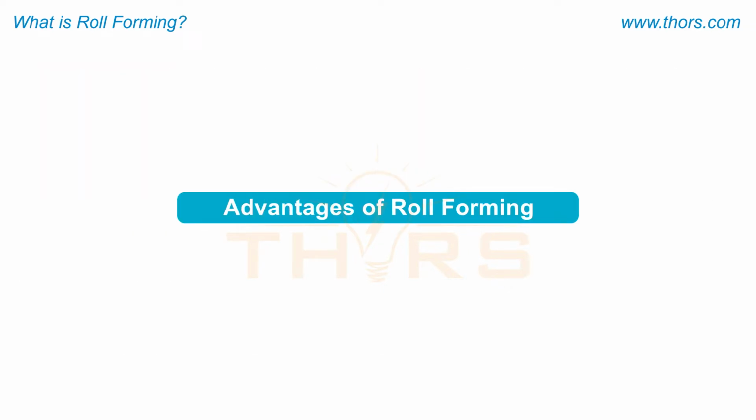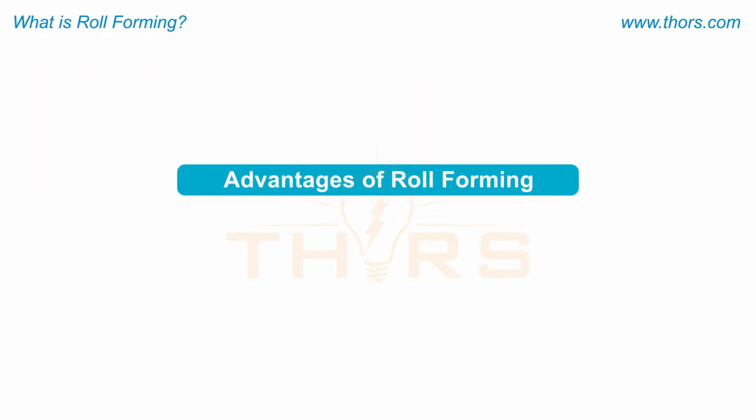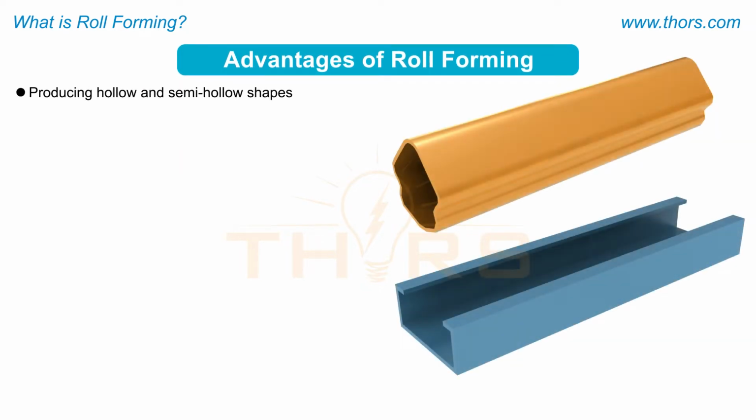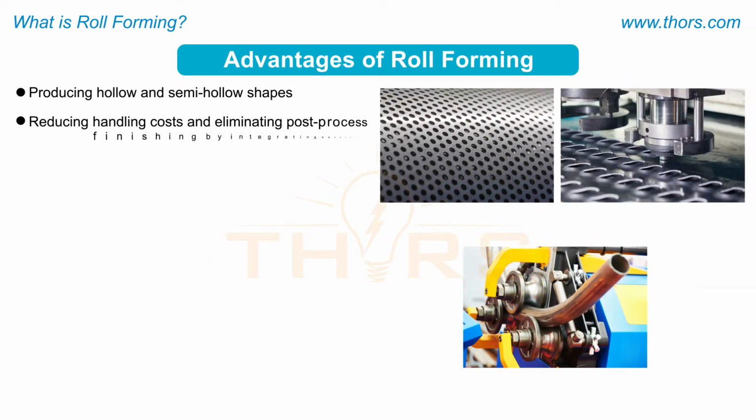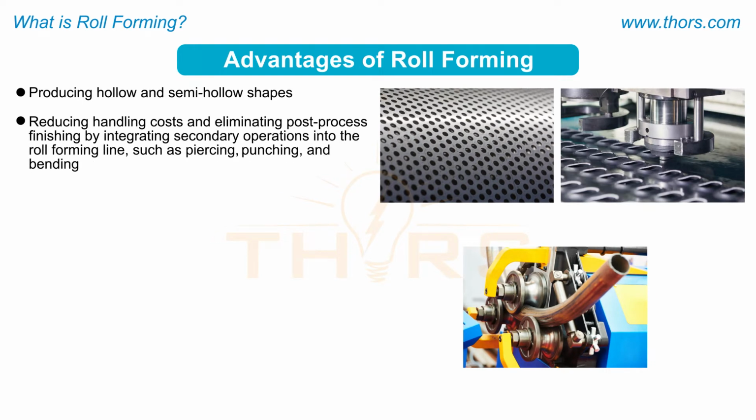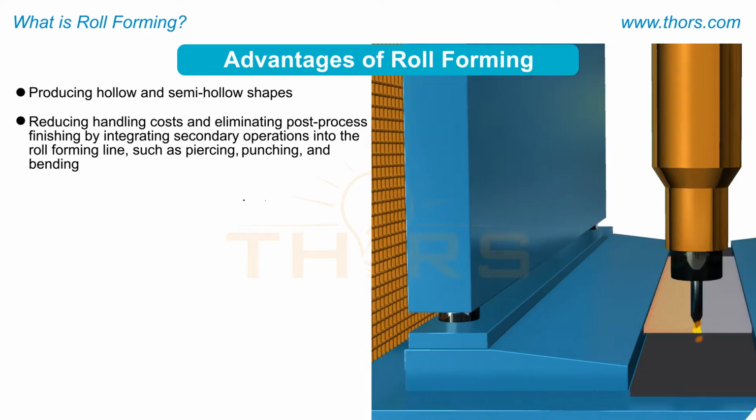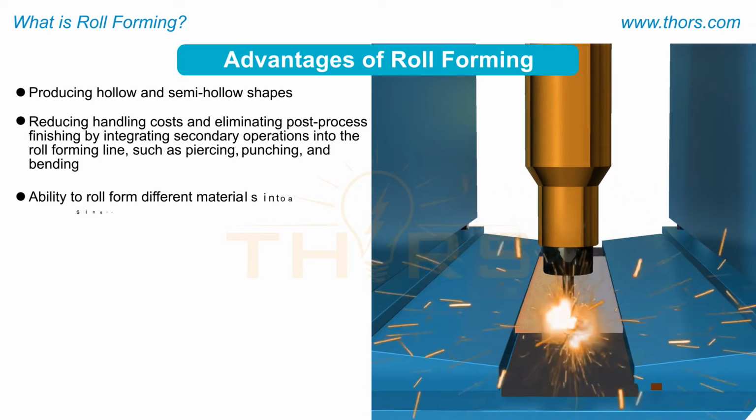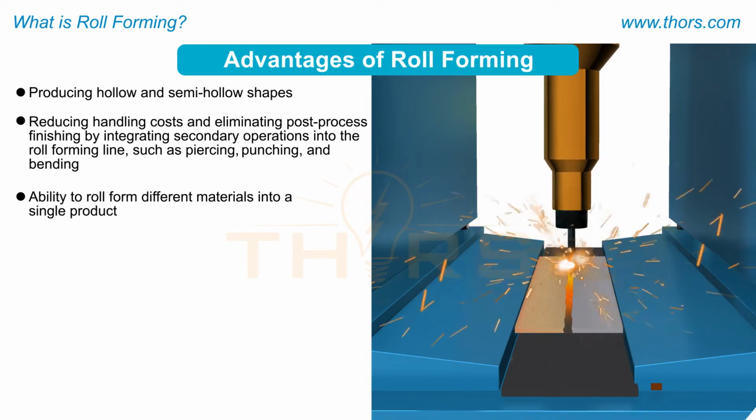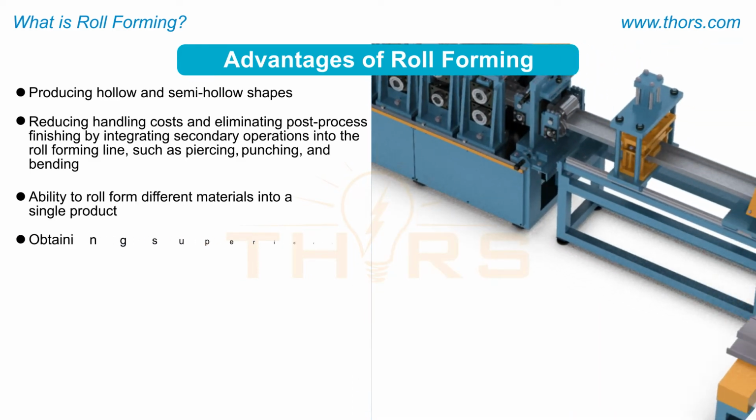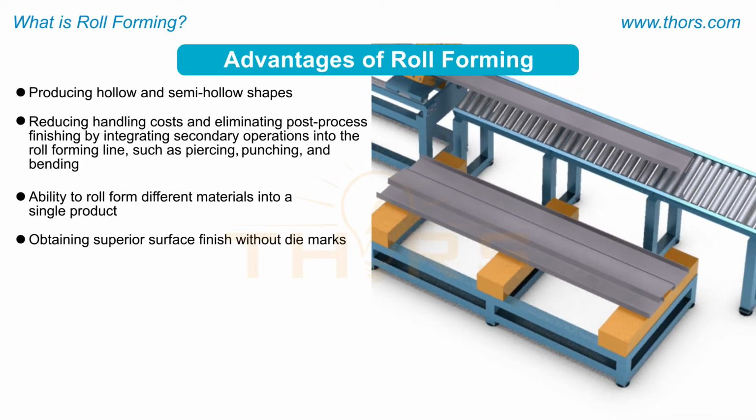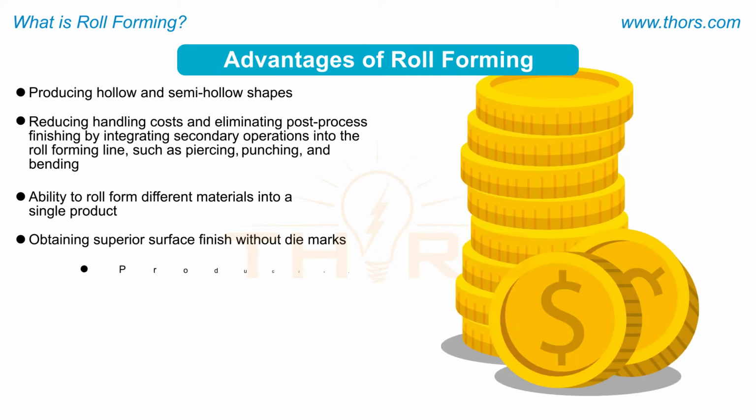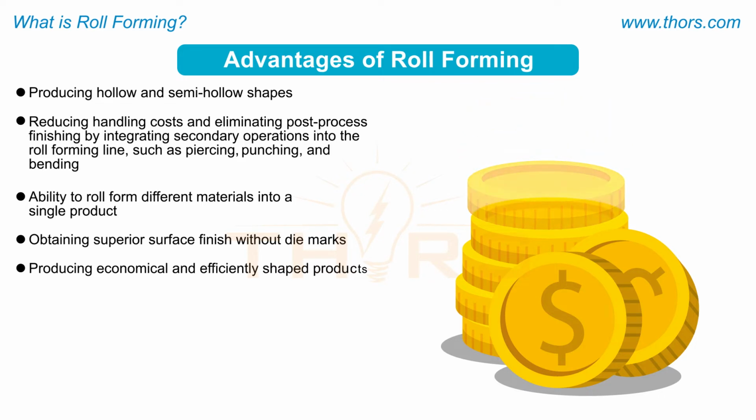Some of the major advantages of roll forming include the following: producing hollow and semi-hollow shapes, reducing handling costs, and eliminating post-process finishing by integrating secondary operations into the roll forming line, such as piercing, punching, and bending. Ability to roll form different materials into a single product. Obtaining superior surface finish without die marks. Producing economical and efficiently shaped products.